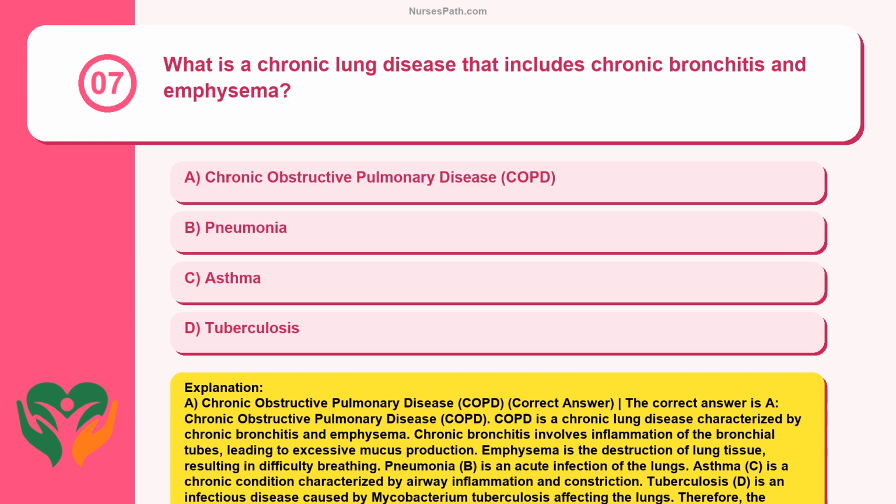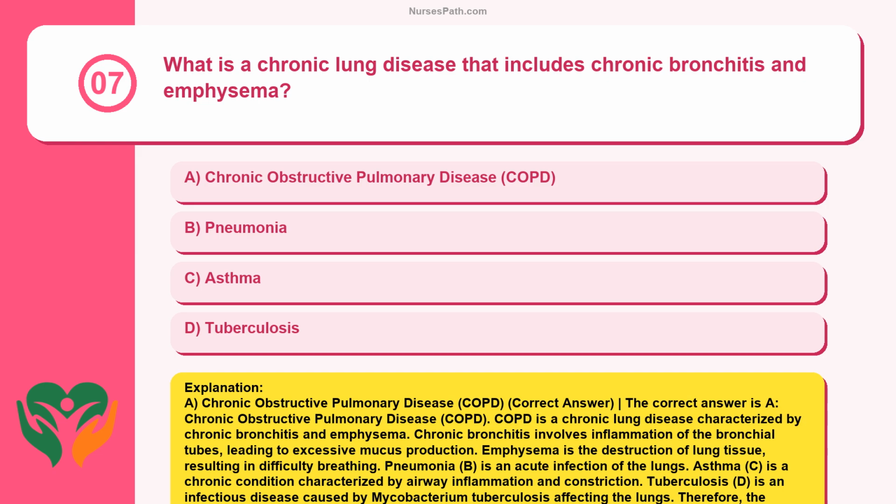A. Chronic obstructive pulmonary disease, COPD, correct answer. The correct answer is A. Chronic obstructive pulmonary disease, COPD. COPD is a chronic lung disease characterized by chronic bronchitis and emphysema. Chronic bronchitis involves inflammation of the bronchial tubes, leading to excessive mucus production. Emphysema is the destruction of lung tissue, resulting in difficulty breathing.